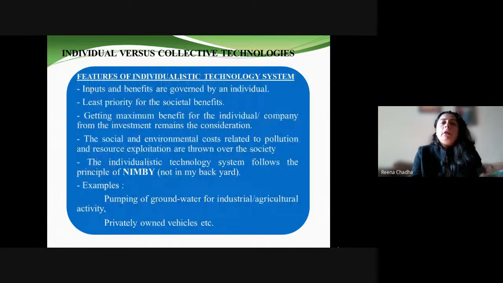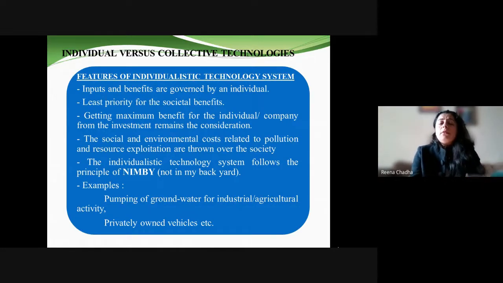Then if you are establishing an individual project, what should be the characteristic? Even for an individual project, obviously the benefits and inputs will be governed by the individual. He will have complete control over what kind of technology he wants to have and how much land he wants to dedicate for the project, and he will give the least priority to societal benefits. He will consider just his own benefits, his own profits and losses. So that is the problem with individual projects, and in this way, collective technologies are more sustainable.